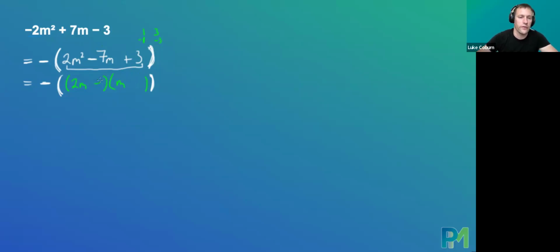Let's just try the 1 and 3 first of all. So I'm going to have a 6 and a 1. Okay, that's going to work. From 6 and 1, I can get a 7. But will I get a minus 7? Well, they would both have to be minus. Okay, so I end up getting this equal to minus (2m minus 1)(m minus 3).